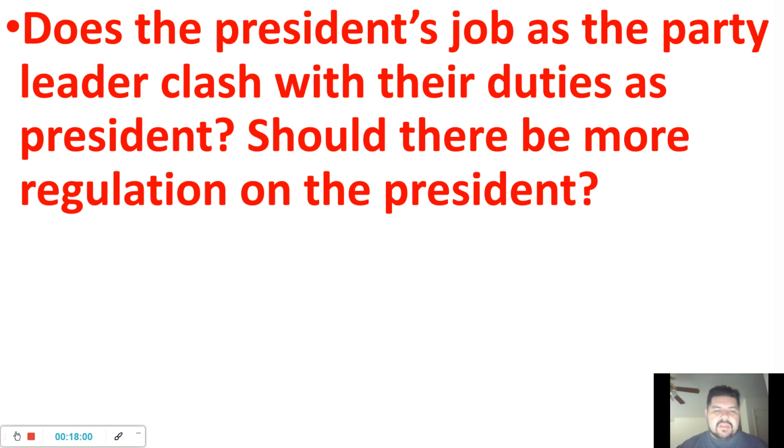And the other thing is, should there be more regulation on the president? Should there be somebody looking more at the president, seeing what they do, making sure they don't abuse their power, somebody going over their shoulder, like basically, hey, you can't do that. As president, you can't do that. So what do you think?